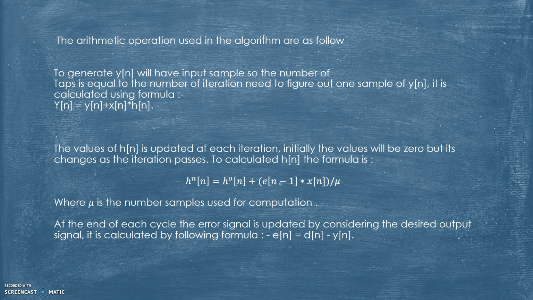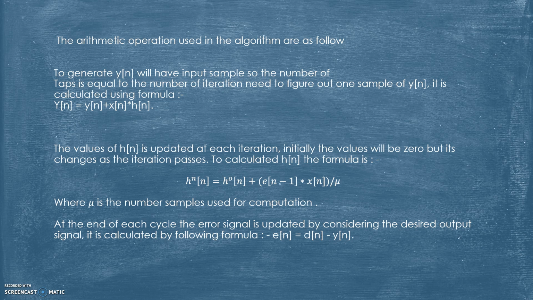Then the value of h of n is updated at each iteration. Initially we'll be taking it as 0, but slowly and gradually, once the error signal is generated, it is convoluted with the input samples, and the new h of n is generated. As you can see, there is a coefficient, a constant mu. Mu is the number of samples used for the computation of the entire signal.